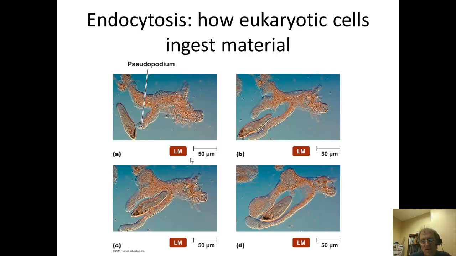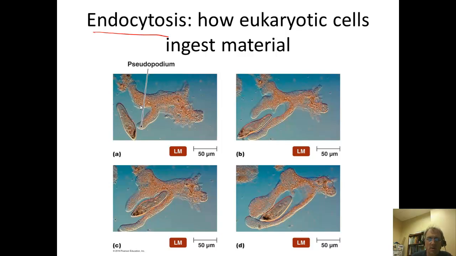Now, the next part is not a structure, but really kind of a process, and it's this process of endocytosis that you may remember from Biology 1. And endocytosis is the active process. It requires energy and how eukaryotic cells get materials into the cell.